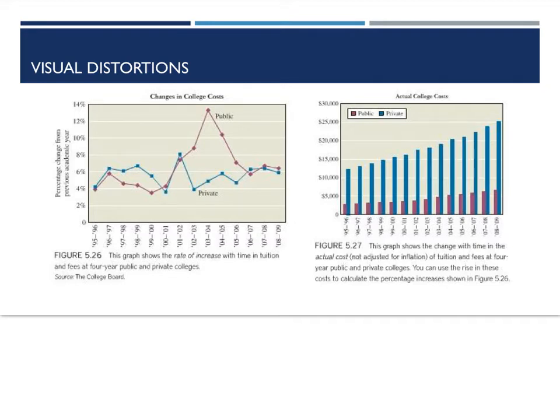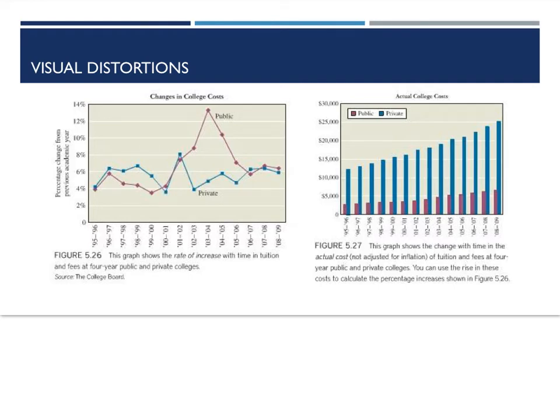And one last visual distortion. It takes you a minute to digest this, but these two graphs show exactly the same data. Exactly the same data. Let me say it again. Exactly the same data. On the right, you're talking about college tuition costs. If you follow the pink or you follow the blue, nowhere along either of those lines do you see tuition go down. None of those bars get shorter.